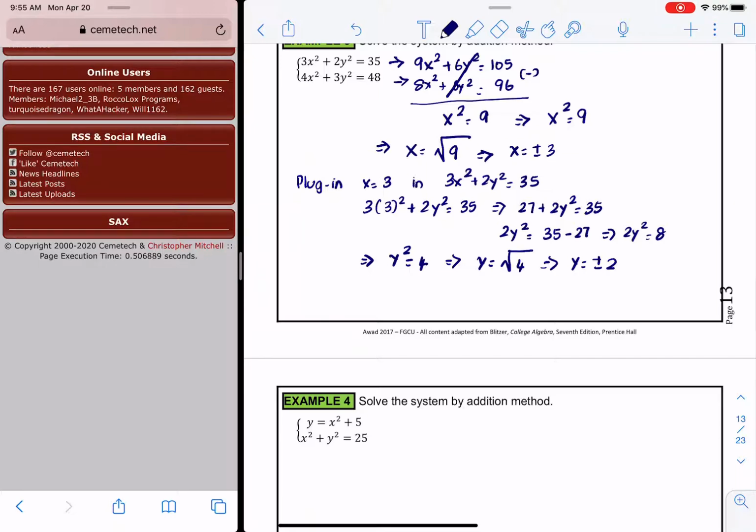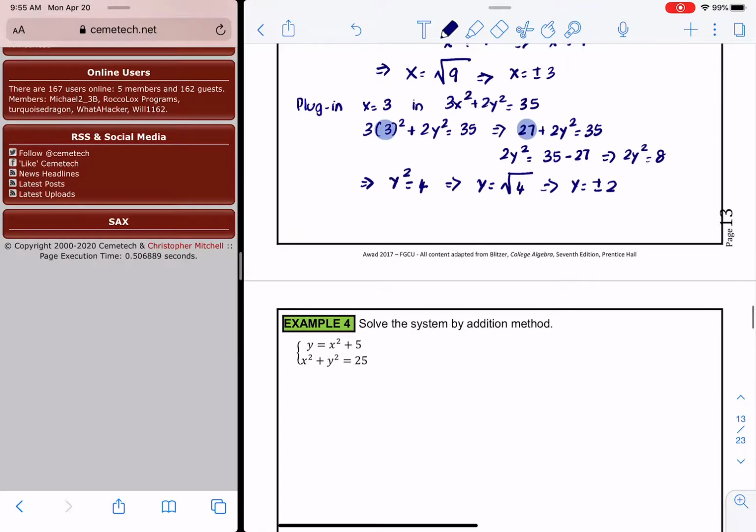The key thing to notice here is I don't have to plug in x equals -3 to find the next solution for y. The reason being, if I plug in -3 there, I would still get 9 times 3, which is 27, because -3 squared is still +9. So in one step, we found both solutions. So the solutions are x equals -3, x equals +3, y equals -2, and y equals +2.